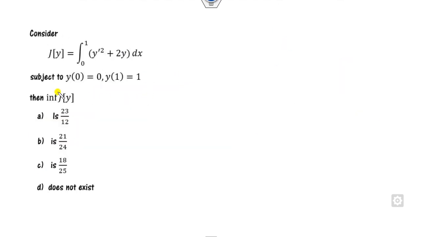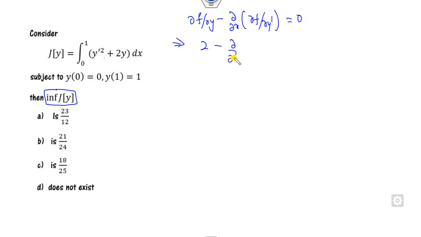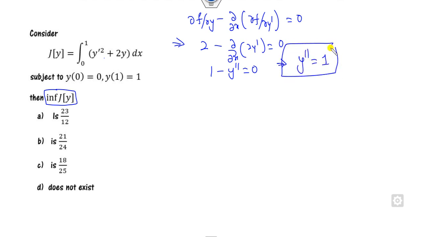Okay, look at this one. Again you have to find the infimum value. Firstly we can start with the partial derivative with respect to y, minus the partial derivative with respect to y dash, is 0. The partial derivative of this is 2y dash. So 1 minus y double dash is 0. What is the meaning of that? y double dash is 1. So whenever y double dash is 1, how can you find the solution of this? y double dash is 1.